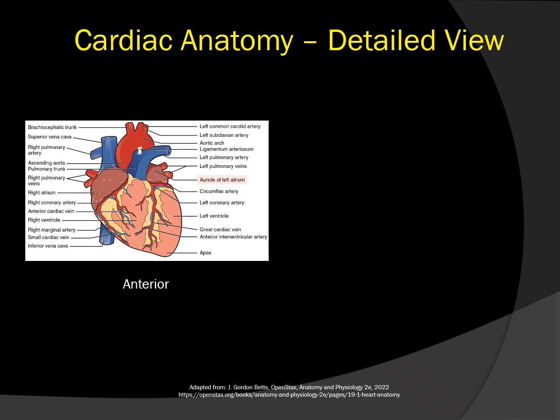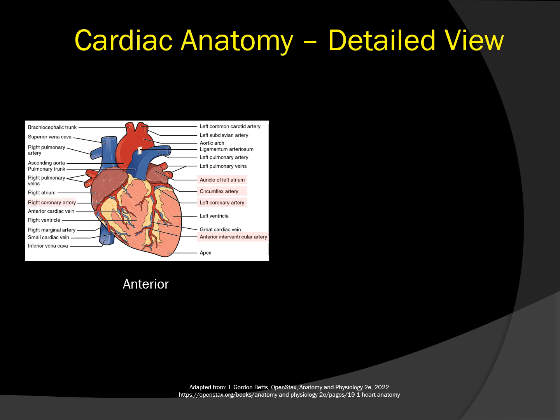The left main coronary artery comes directly off the aorta, just below the left atrial appendage, then immediately branches into the circumflex artery, which runs laterally in the anterior groove, and the left anterior descending artery, which runs anteriorly in the interventricular groove.